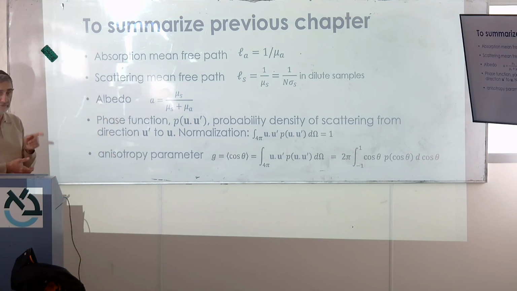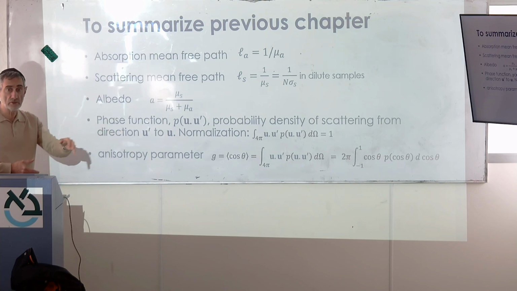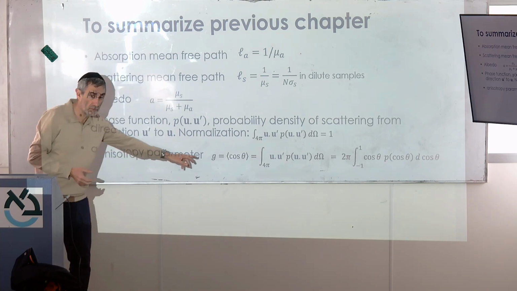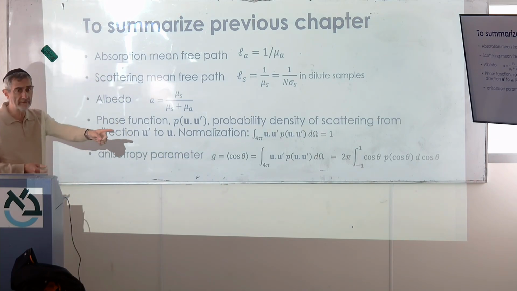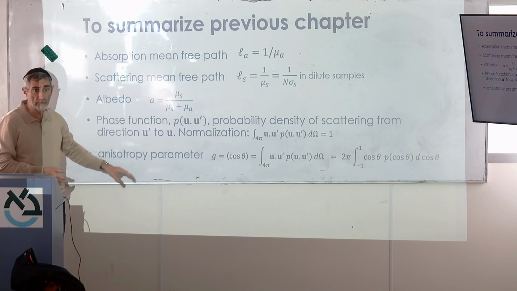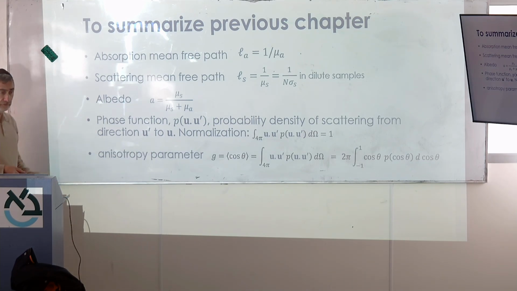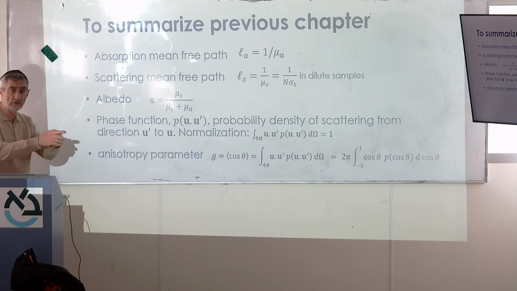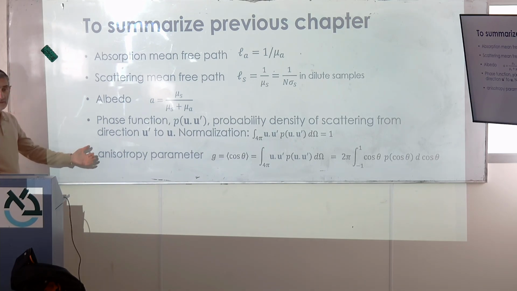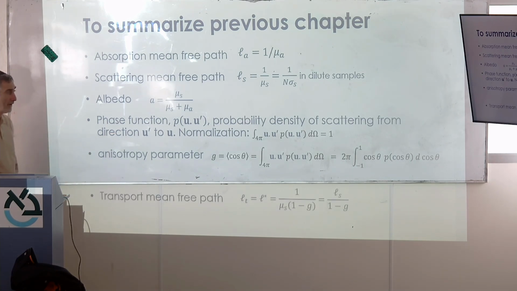And if you remember, g gives you how much the scattering is in the forward direction or isotropic. Isotropic scattering means g is close to 0. Forward scattering means g is close to 1. So this parameter is very important, because although light can be scattered, it can keep the memory of the incident wave. So g measures this memory effect, and from this quantity we define the transport mean free path.